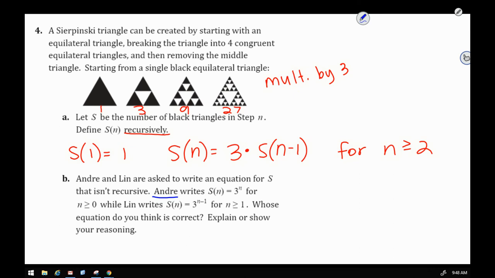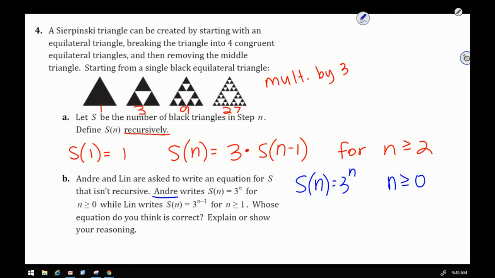Well, let's look at Andre's. S of n equals 3 to the nth power when n is greater than or equal to 0. Let's just try it. If we plug in 0, 3 to the 0 power is what? 1. Does my first term have 1 black triangle? Yes. Now if I plug in 1, 3 to the first power is 3. Does the next term have 3? Yes.